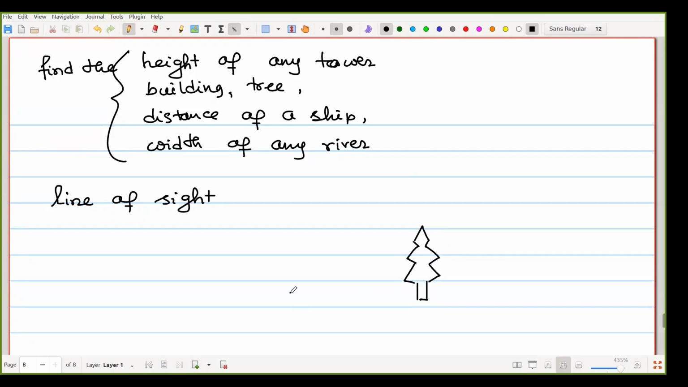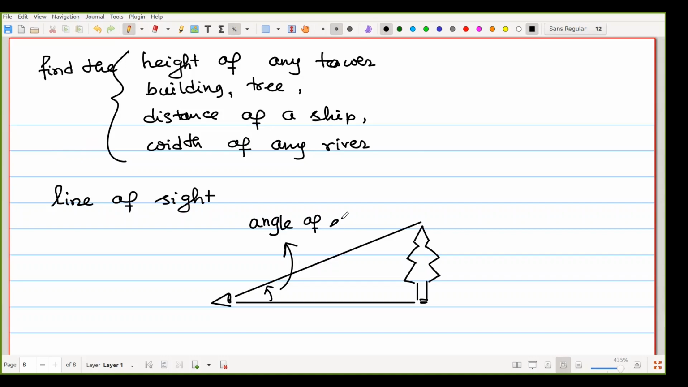And when we are viewing it, suppose that one is our eye. So when we are viewing this, that is not the line of sight we are viewing, because that is the bottom of the tree, and for the top of the tree we have to view in an upward direction. That angle is practically called the angle of elevation.